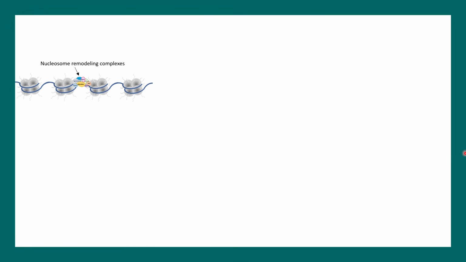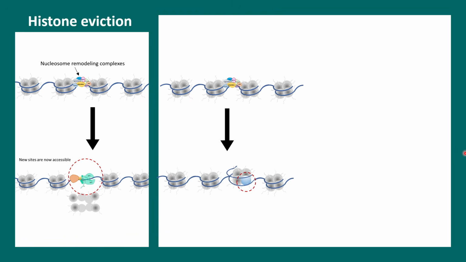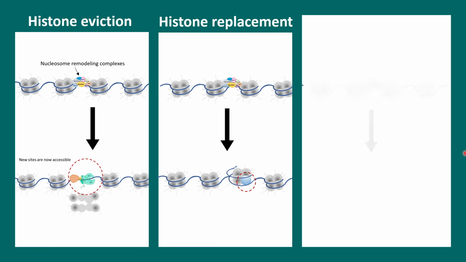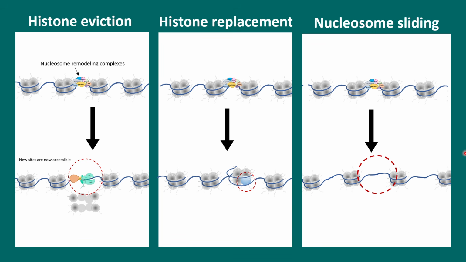A nucleosome remodeler can sit onto the chromatin. They can alter the chromatin. They can literally kick out histones, known as the histone eviction process. They can replace one particular histone with a non-canonical version of the histone, known as histone replacement. They can also slide the existing nucleosome without throwing it out and make one particular region accessible or inaccessible. That is known as nucleosome sliding. This is how nucleosome remodeling complexes can alter the architecture of the chromatin.